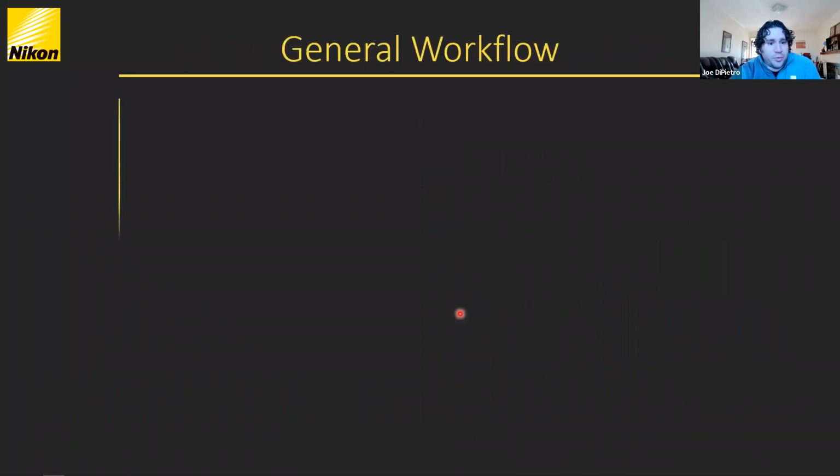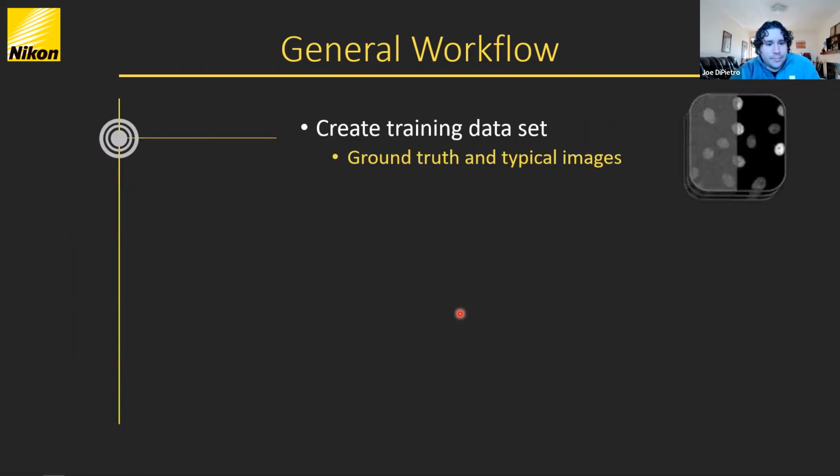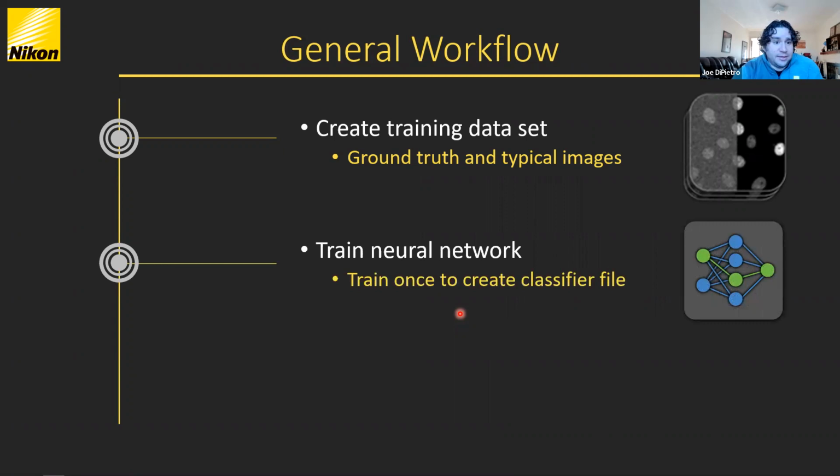So let's talk about the general workflow. We talked about training, Madison, right? In this case, we're actually going to do training. We're going to create a data set that contains a ground truth that already manually accomplishes what we want. Then we're going to provide those to the neural network. And we're going to say, hey, this is what we have. This is what we're going to give you. This is what we want. Create a classifier file that links the two.